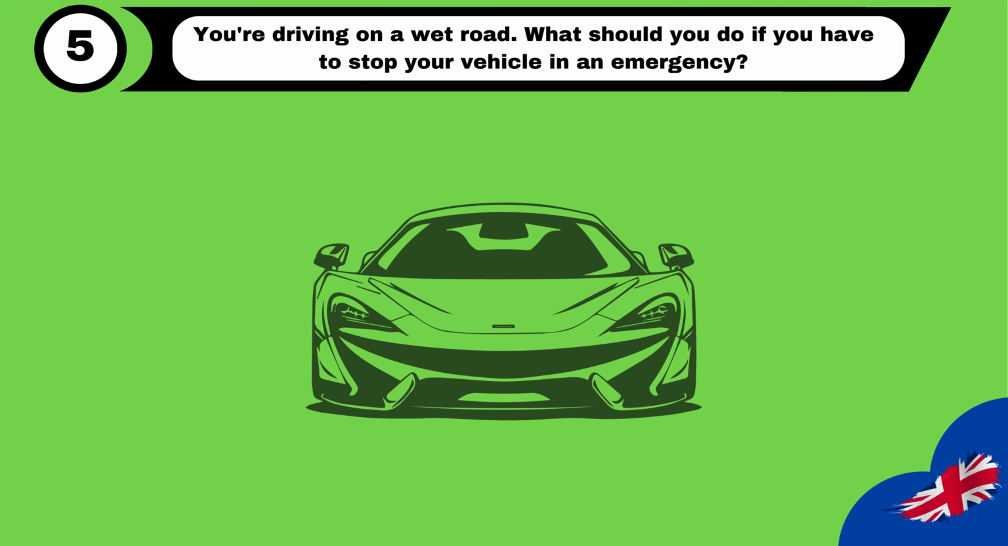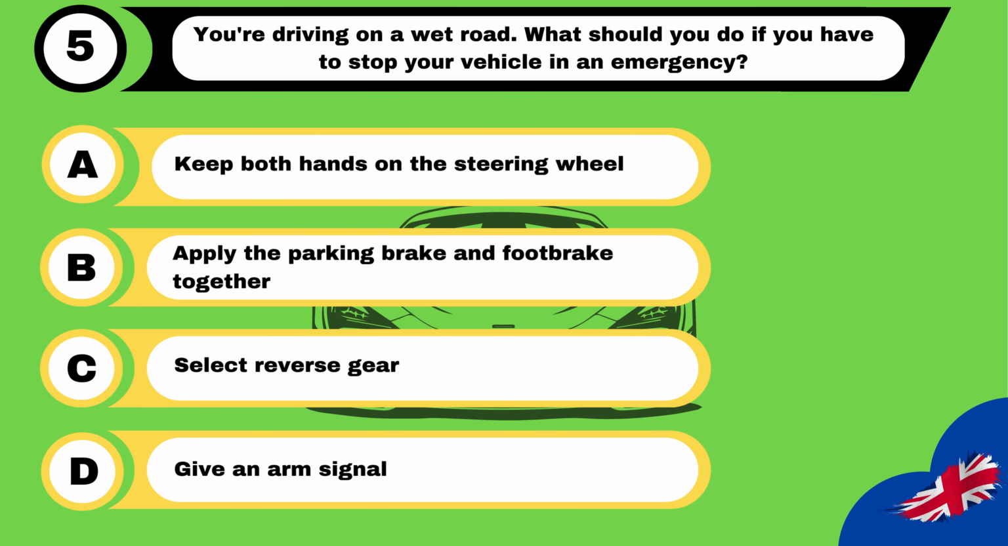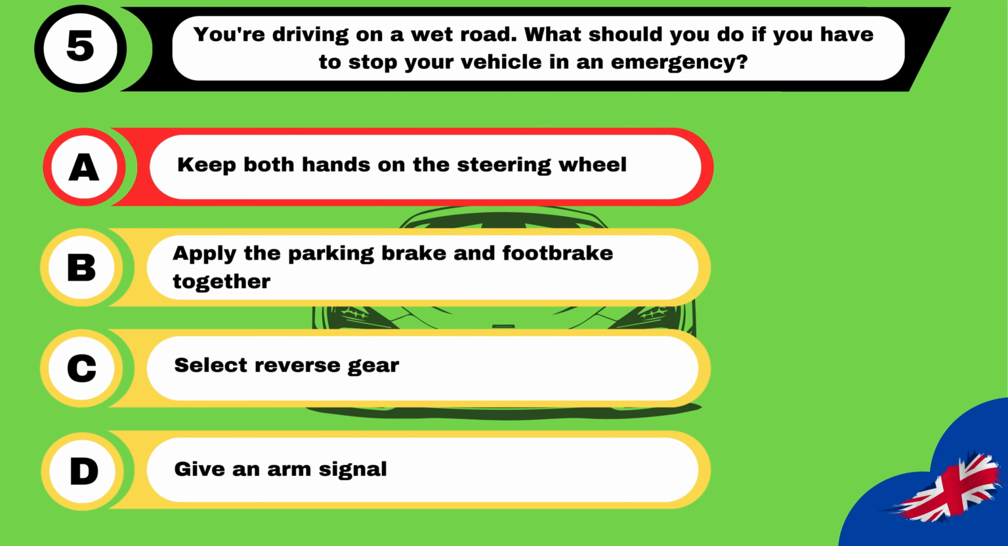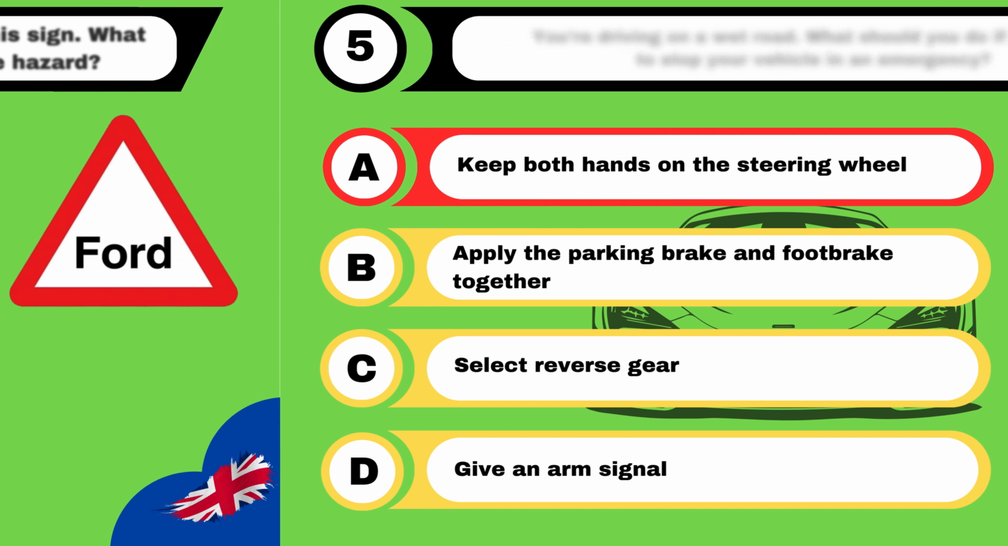Question 5. You're driving on a wet road. What should you do if you have to stop your vehicle in an emergency? A. Keep both hands on the steering wheel. B. Apply the parking brake and foot brake together. C. Select reverse gear. D. Give an arm signal. The answer is A. Keep both hands on the steering wheel.